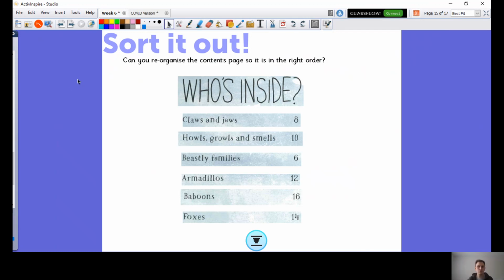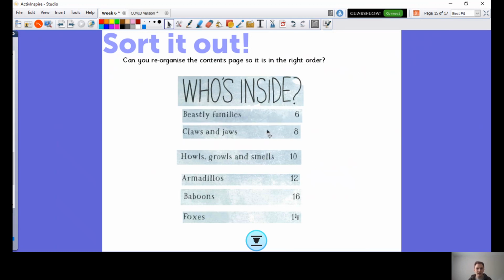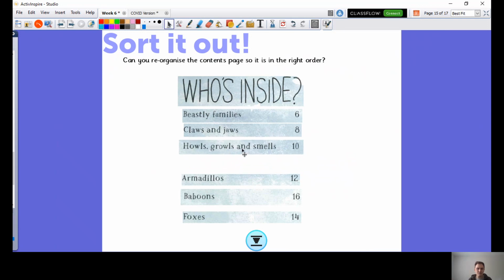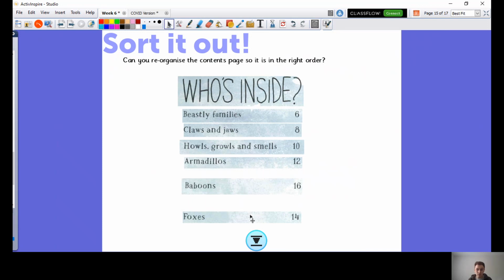Okay, excellent. Let's go through then. So the very first one, the smallest number, is page 6. So we know that our beastly families will start there. Then we have claws and jaws on page 8, howls, growls and smells on page 10, armadillos on page 12, baboons on page, oh, that's 16, isn't it? Not next. Foxes on page 14 and baboons on page 16.